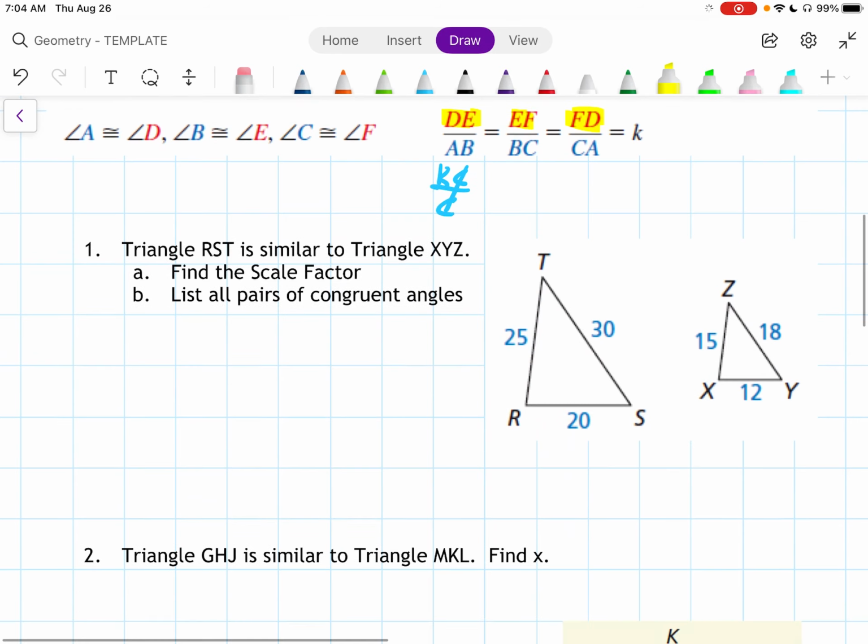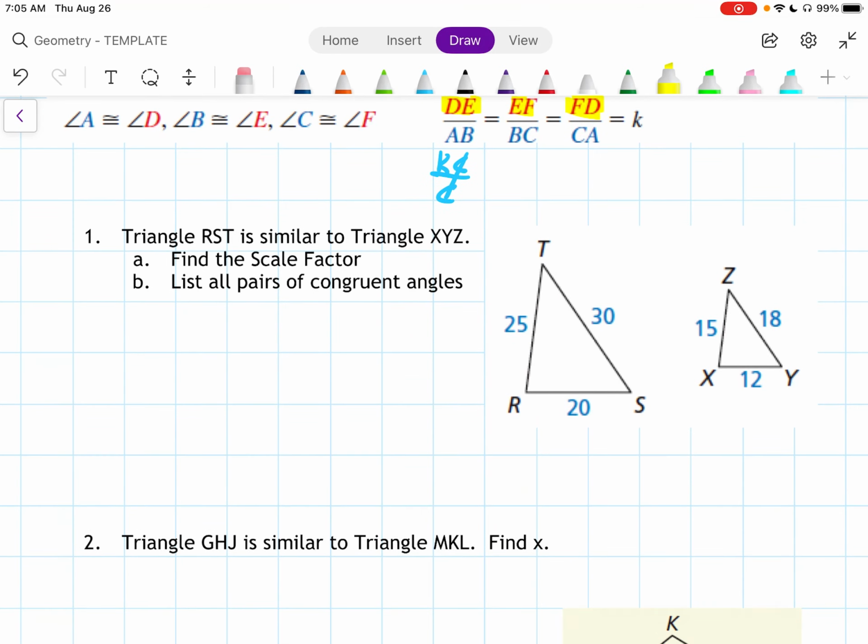All right, let's look at some examples. Number one, triangle RST. And whenever I type this up, I always use the words, but you can use the symbols whenever you take notes. So this is triangle RST is similar to triangle XYZ. Starting off, find the scale factor. Well, I'm going to pick a side. I'll pick RS and XY.